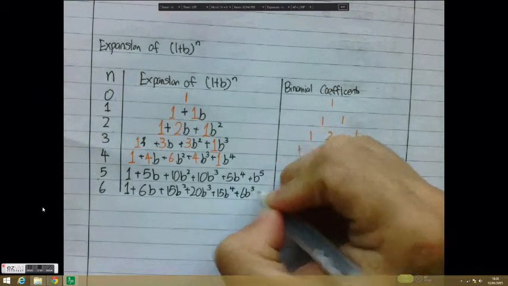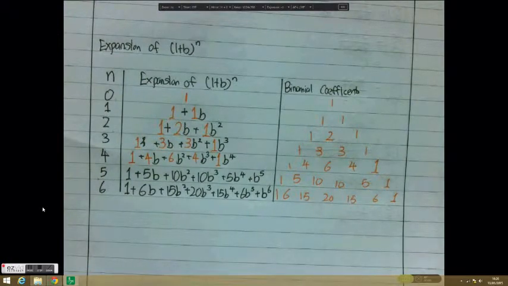Again, pause the video and try using the pattern we have seen here to write the expansion of (1 + b) to the power of 6 without even expanding it. You may like to pause the video now. Okay, now after you have tried already, what we have is this. And that is how we use Pascal's triangle to help us in binomial expansion.